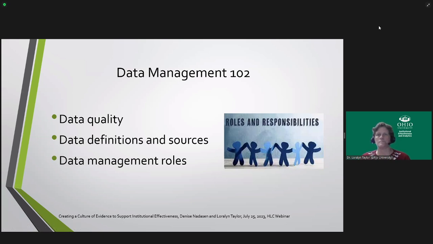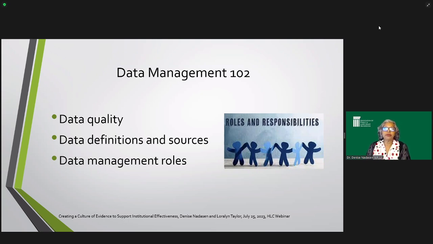So the second portion of data management is data quality definitions and roles. The data quality is really important to building trust in the data. Many of us have heard garbage in, garbage out, but garbage doesn't create trust. As a result, it's important to know who's responsible for data quality for each of the different data areas.